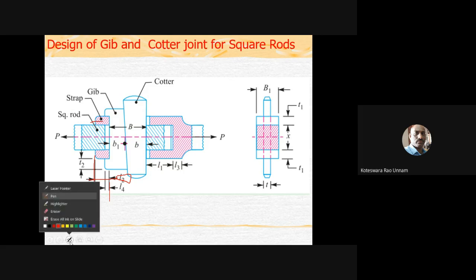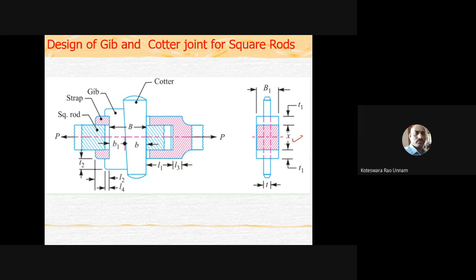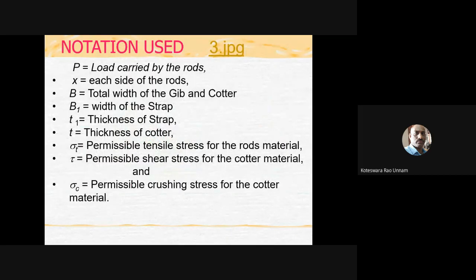Now we'll see one by one. First, in the case of the jib and cotter joint, what you need to do is calculate X first. Then we'll move on to the remaining dimensions one by one. For that, these are the various notations.